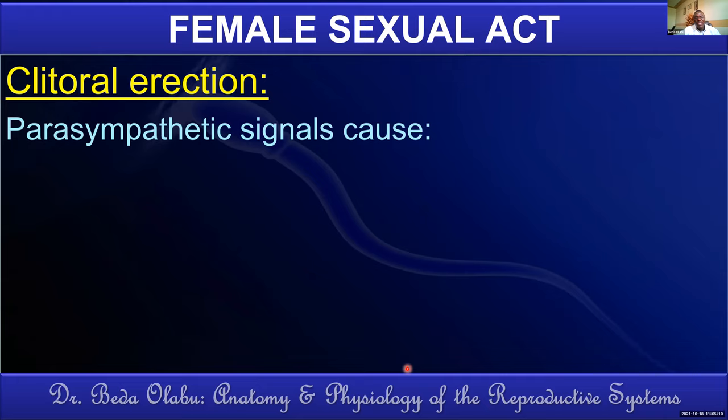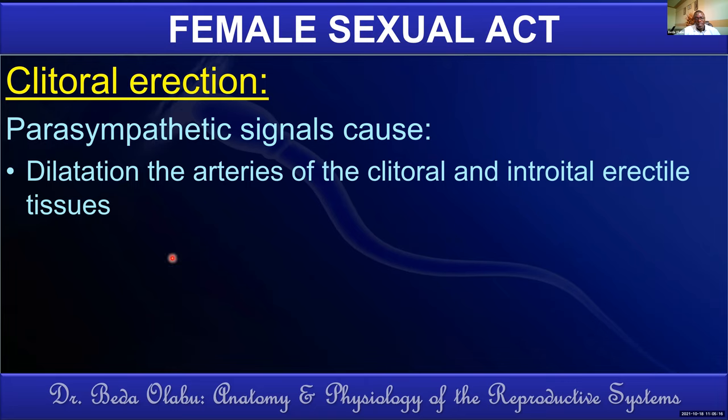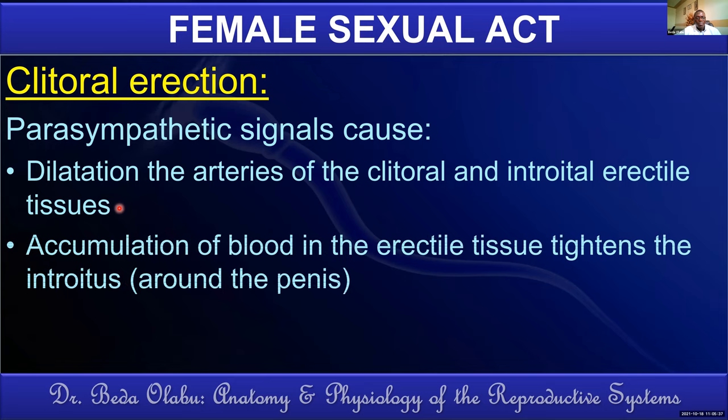then the woman will respond by clitoral erection. This is still a parasympathetic signal doing this. Remember, from male perspective, parasympathetic would cause vasodilation of penile vasculature. Same scenario happens in even the female. The erectile tissues of the clitoris undergo vasodilation. That means increased blood flow into the erectile tissues. Because of that increased blood flow, you can imagine that the labia minora swells, and that makes the region around the introitus to tighten.